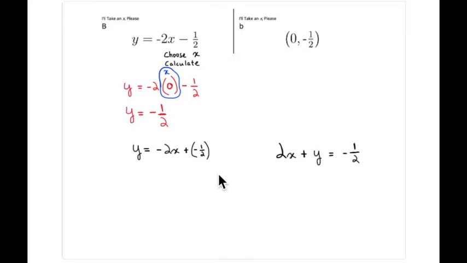So if I take this 2x and I just move it over to the other side, it becomes a positive 2x. So this is 2x plus y equals negative 1/2. And that's not too bad either.